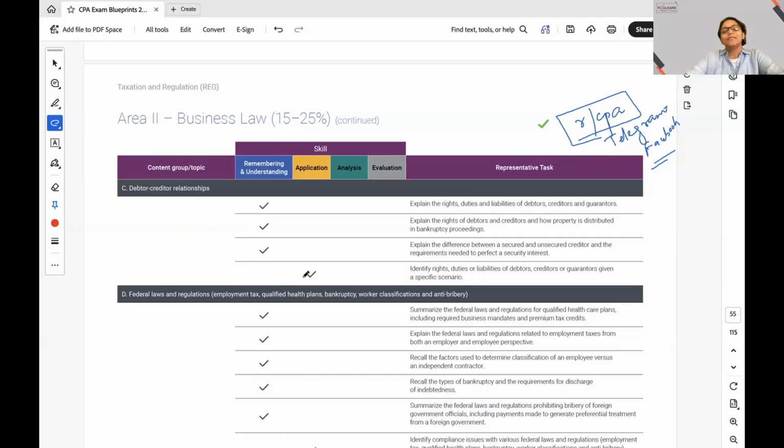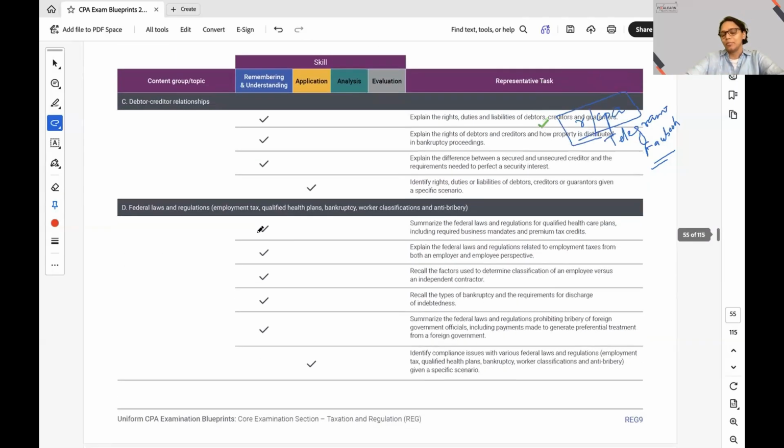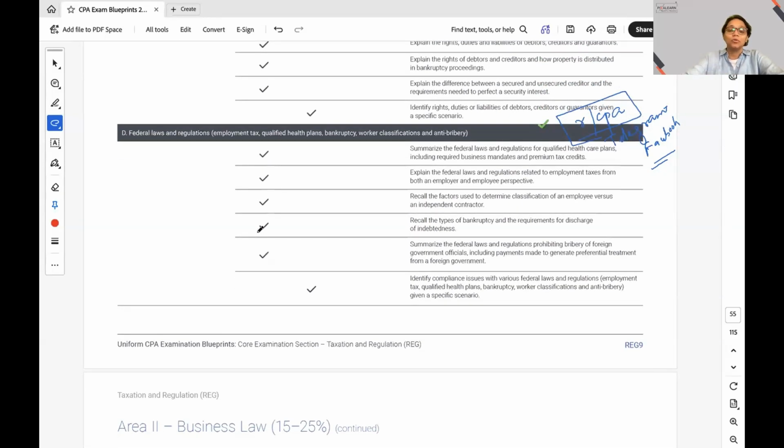For the topics where they have application sims, there can be very small MCQs at the applied level. For those topics, do a little more detailing. But for the topics at remembering and understanding, please don't spend a lot of your time and energy on them, because they are going to just give you an MCQ, if at all.